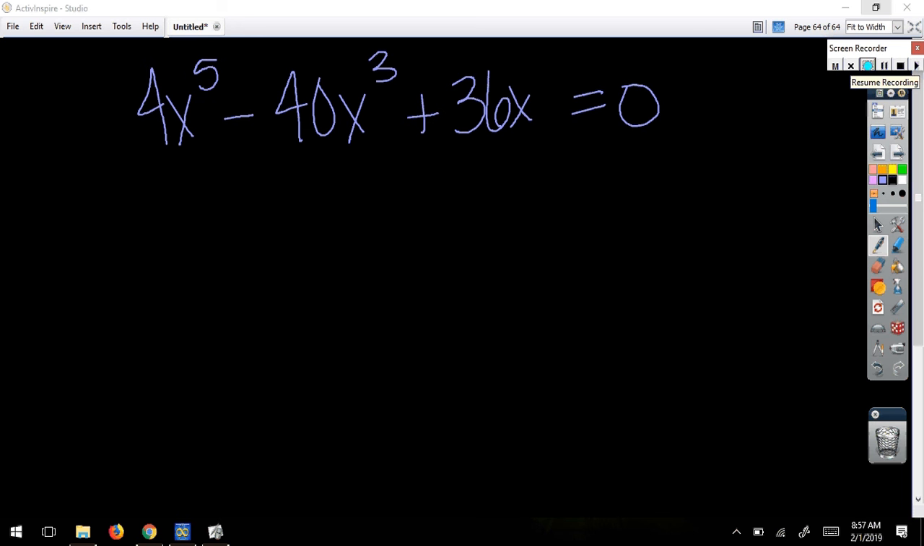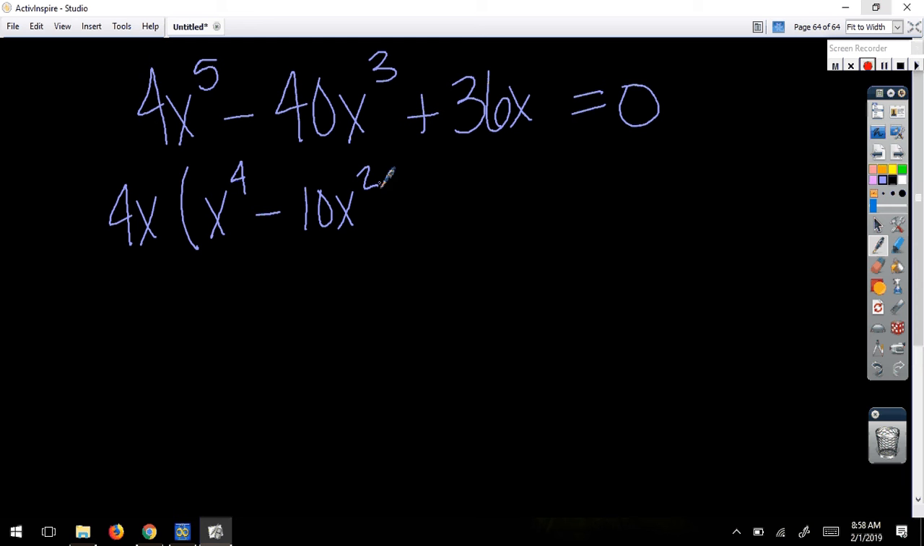This is not a quadratic though. 4x, absolutely. When you take the 4x out, what is left? x to the 4th, minus 10x to the second, plus 9. Plus 9 equals 0.